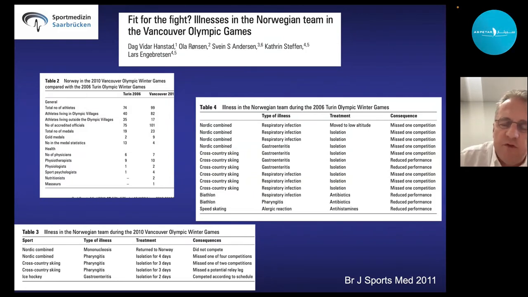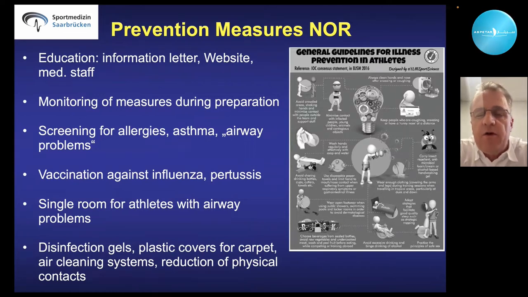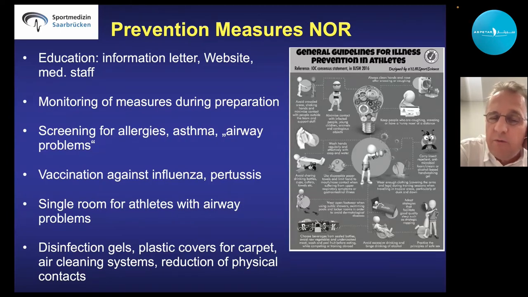And this has led to even recommendations of the IOC to include the measures that the Norwegian team has taken after the seemingly high infection rate in 2006. So what did they do? They educated their staff members by information letters, they had a website, and they had meetings with the medical staff. Those measures were monitored during the preparation phase, and on top of that, all athletes were screened for allergies and asthma and other airway problems. Those who had airway problems were put in single rooms, which is not always the case during Olympic Games.